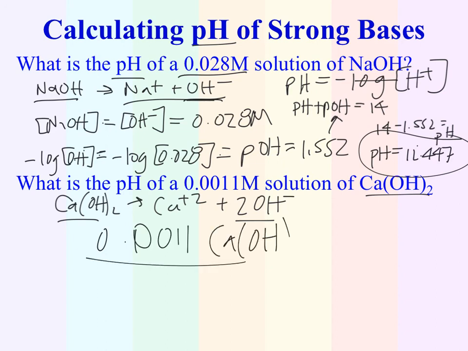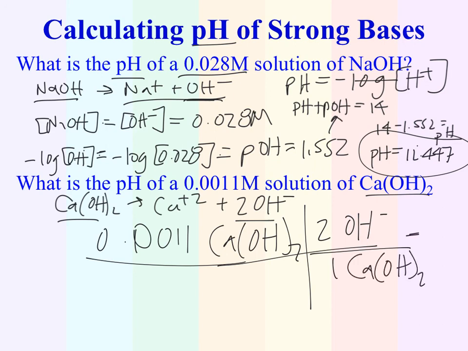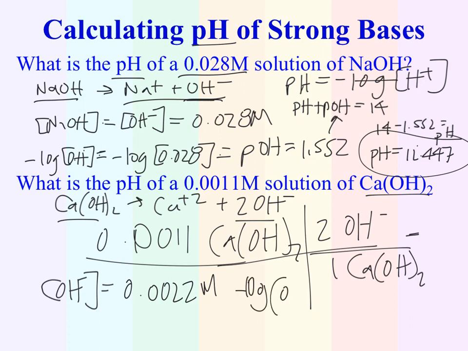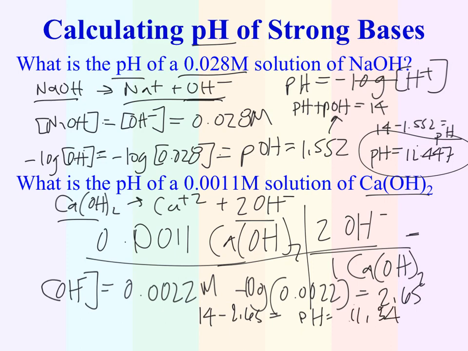So 0.0011 molar calcium hydroxide. There's a 2-to-1 relationship, so we use our stoich here. That's subsequently going to give me my concentration of OH minus, which is 0.0022 molar. If I take the negative log of this, that's going to give me my pOH, and that's going to give us 2.65 as our pOH. They want pH, so 14 minus 2.65 is going to give us our pH, which is equal to 11.34.